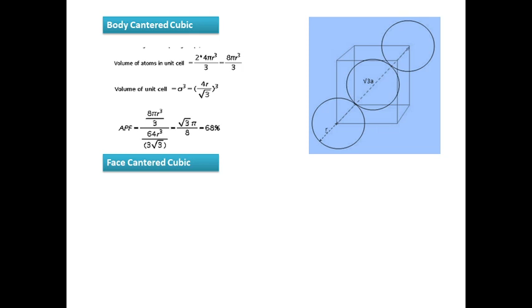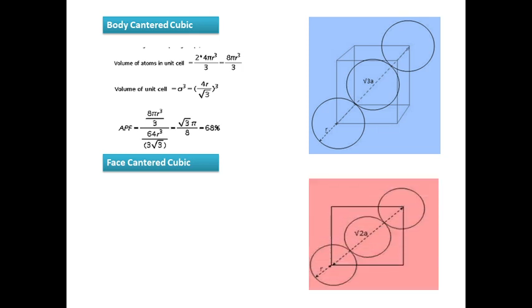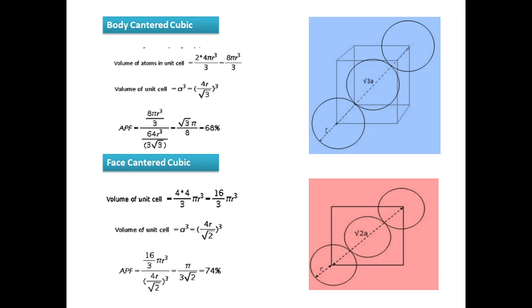FCC structure. So here there are 4 atoms per unit cell. Then volume of atoms is given by 4 into 4 by 3 pi r cube. And volume of unit cell a cube is equal to 4r by root 2 cube. If we take the ratio of these two, that is 74%.